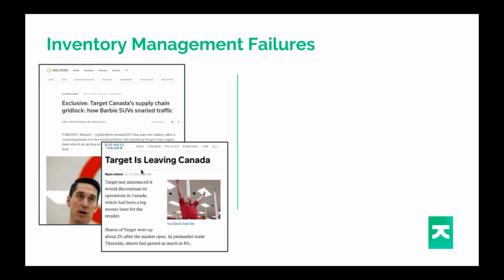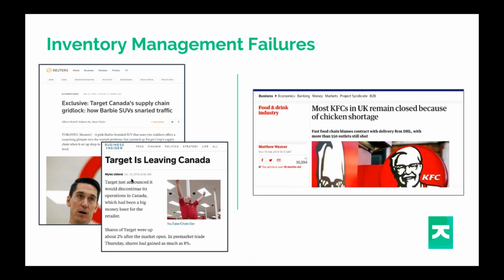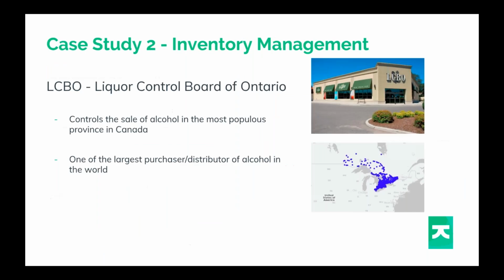A bit closer to home here is the fact that in the UK last year, a lot of KFCs shut down. So the chicken restaurants, I say restaurant, because of a chicken shortage. And it's quite funny that the transit of chickens to locations, or the origin of that supply chain, meant that actual real world stores shut down and people couldn't get their chicken.